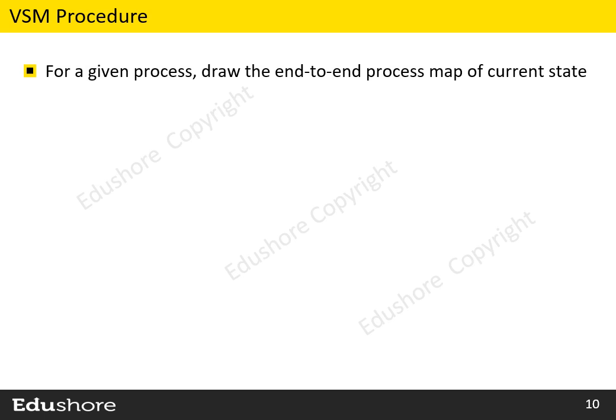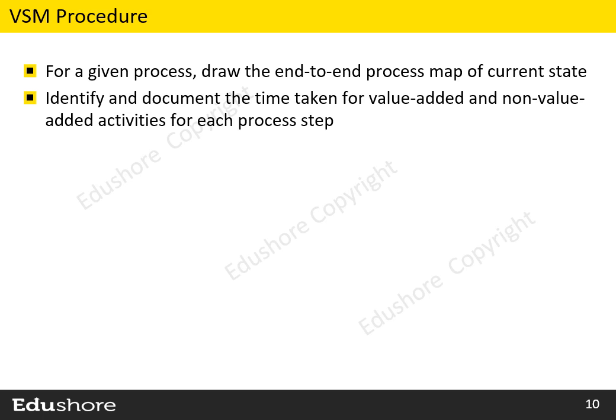Now let us understand the procedure to do value stream mapping. First, for a given process, we need to draw the end-to-end process map of current state. Next, identify and document the time taken for value-added and non-value-added activities for each process step.